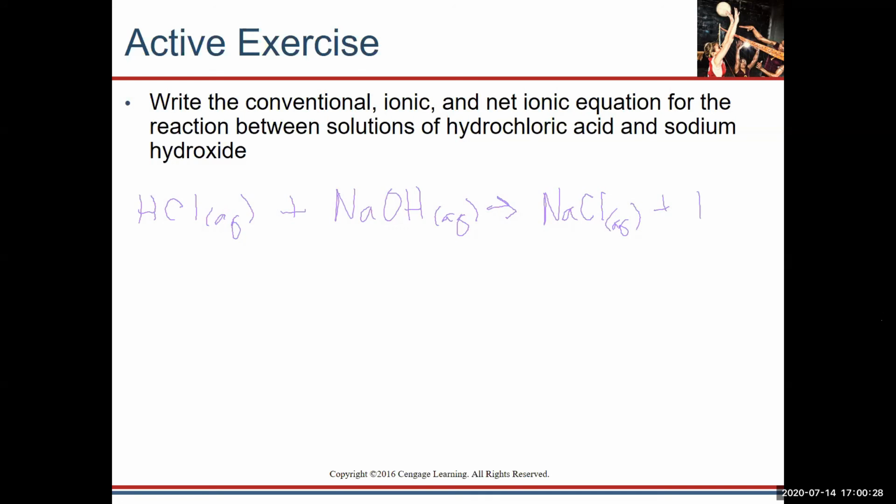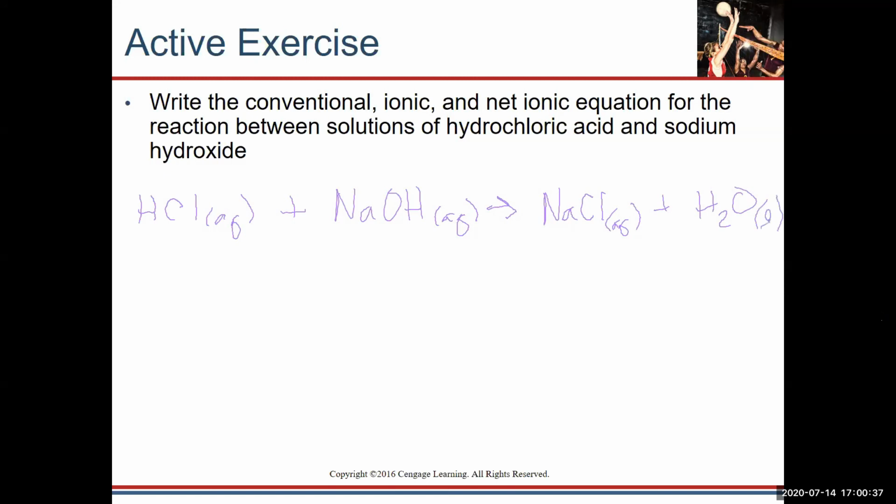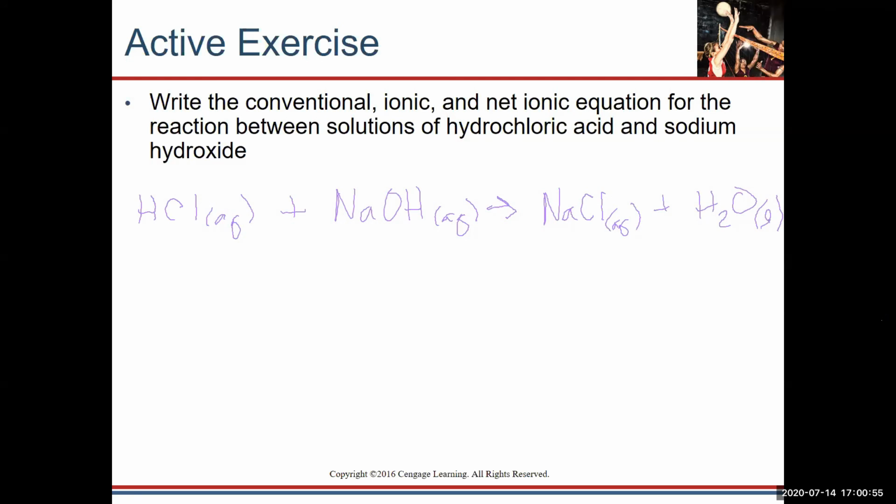H2O, right? Anybody help me? Liquid, right? Yeah, liquid, that's right. Then let me see if it's balanced. I have 2 H's here, 1 oxygen, 1 Na, 1 Cl. I think it's balanced. It is balanced. Okay, so that is my conventional.